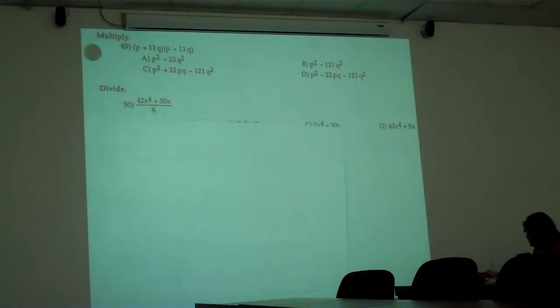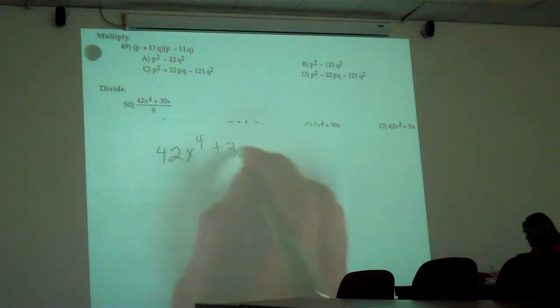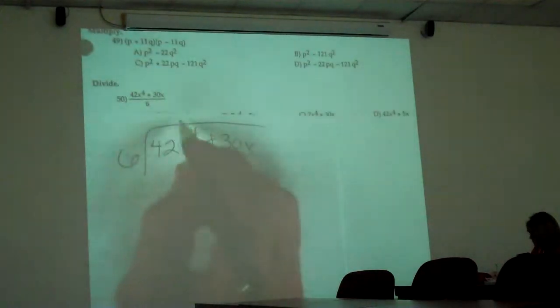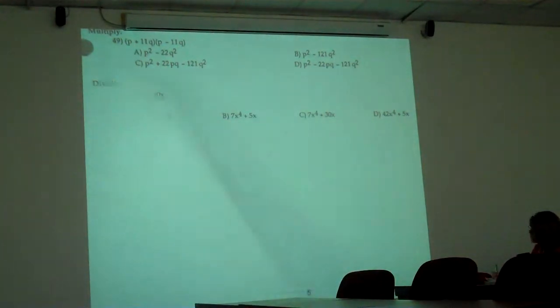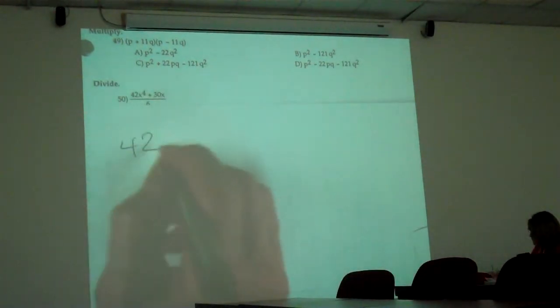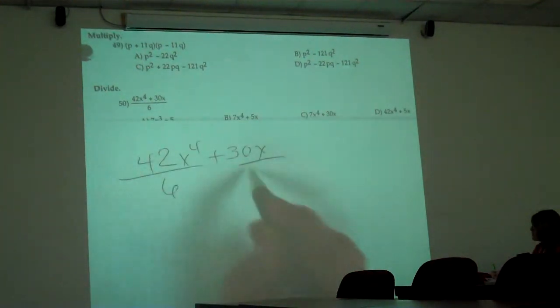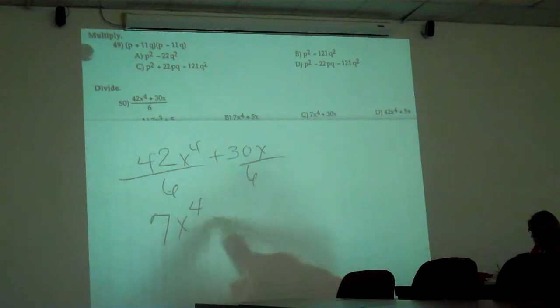And you have division. 42x to the 4th plus 30x divided by 6. You divide both of these by 6. 6 into 42, 7, x to the 4th. Well, let's just write it like this. Let's just divide them both by 6 like this. It'd be easier. Look more normal. 42 divided by 6 is 7x to the 4th. 30 divided by 6 is 5x.